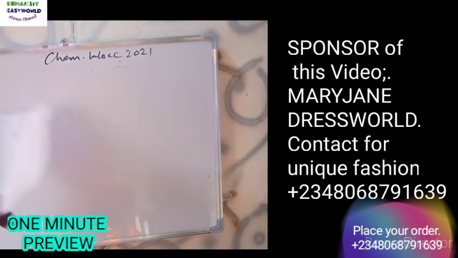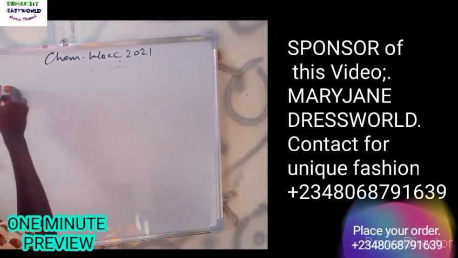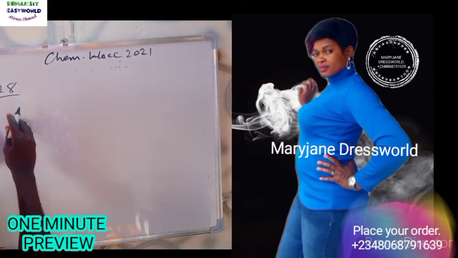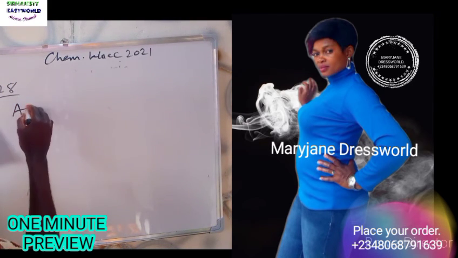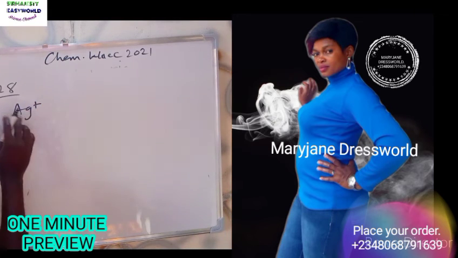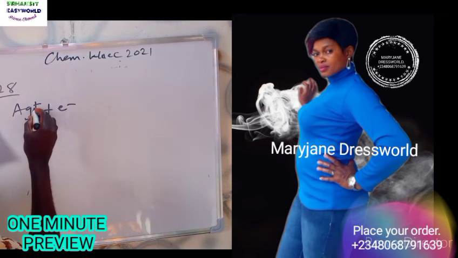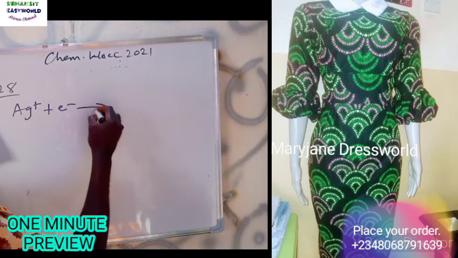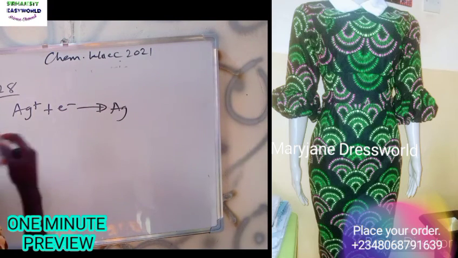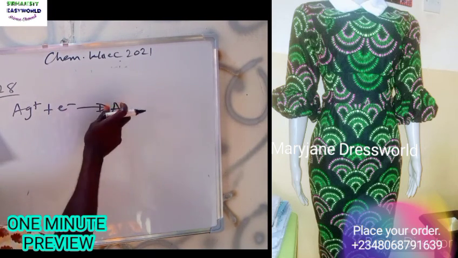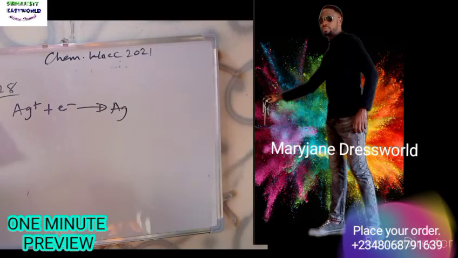How many coulombs of electricity? We are into question number 28. Coulombs of electricity required to discharge silver, and the half cell equation for silver is Ag+ + e-. Whenever you see plus, you add e- to give you silver, and that means that 1 mole of electron is required to discharge 1 mole of silver.